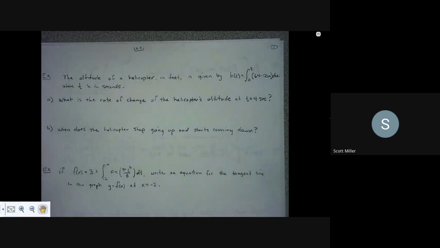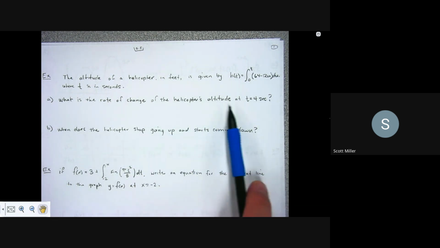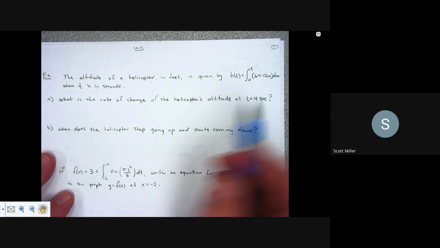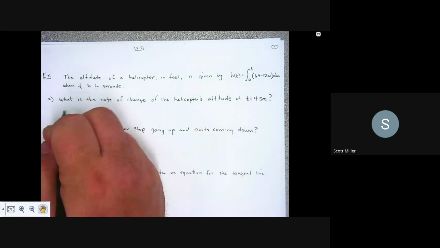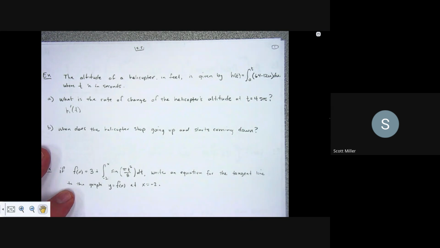So I have the altitude of a helicopter, in feet, given by this function right here. h of t is equal to this right here. What is the rate of change of the helicopter's altitude when t equals 4? So what does rate of change mean? Well, it means the derivative. So what I'm asking you to do is tell me the derivative of this function at 4. So what is h prime? If this is h, what is h prime of t? What is that going to be?